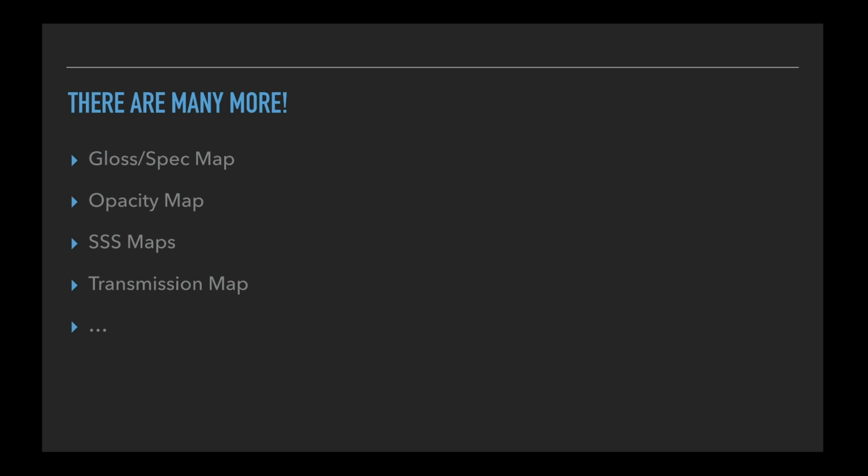There's also SSS, subsurface scattering maps. That's how they're called. If you have a material like human skin, or something where light can shine through, this is called subsurface scattering, and there are also maps for that. And there are also transmission maps if you have water or glass, something which is transparent but has some sort of IOR or Fresnel value on it. I'm going to explain that later.